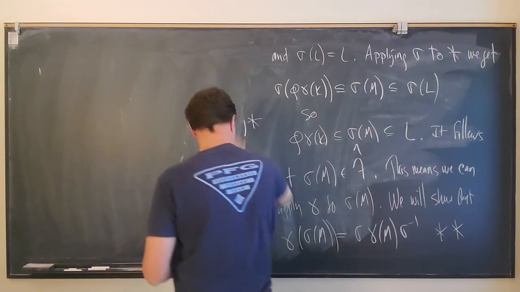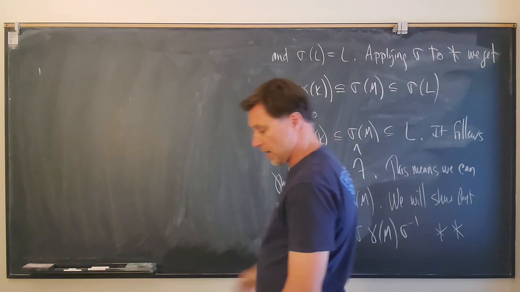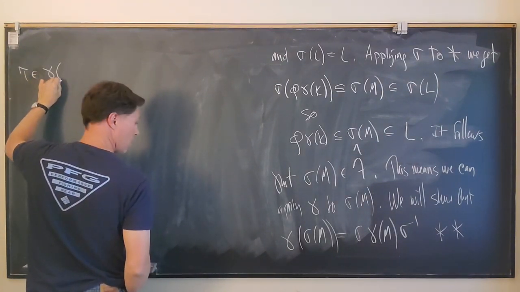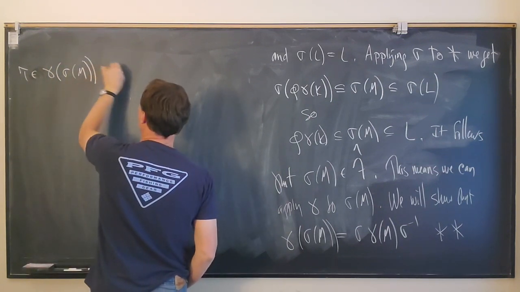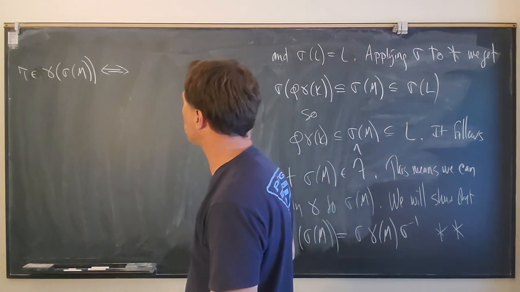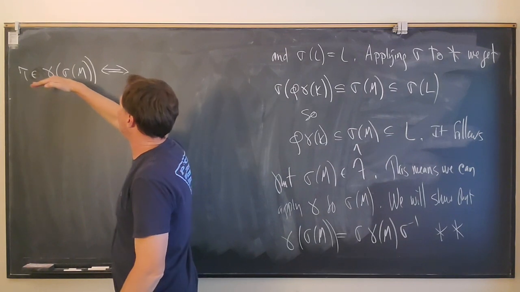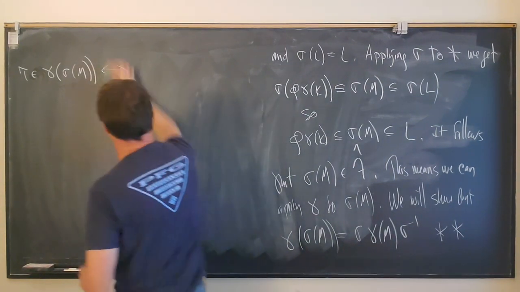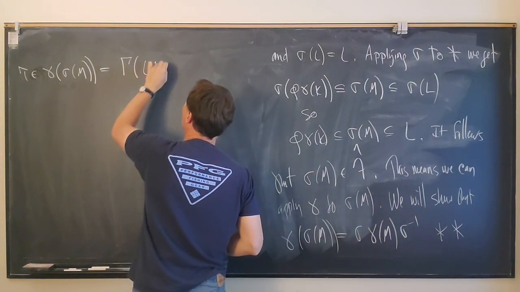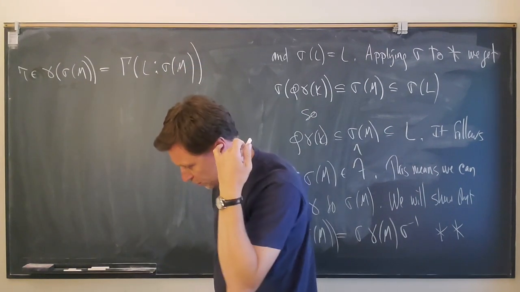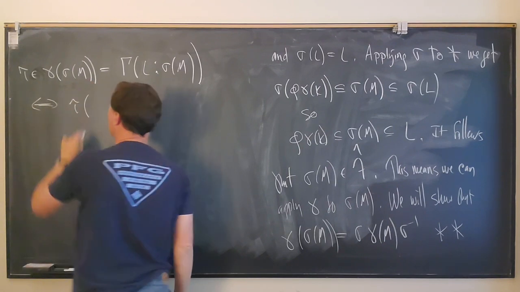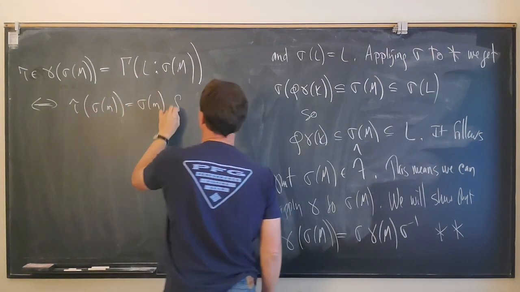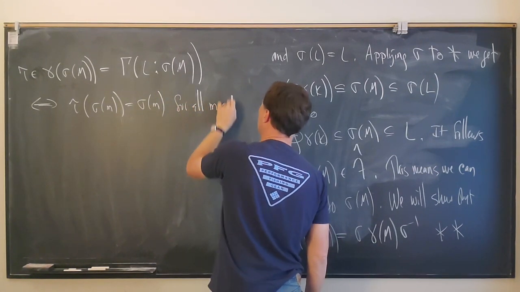Right, I want to show equality of these two sets right here, and so go like this. Tau is an element of the left-hand side if and only if, okay, so what does that mean? This is the group of automorphisms of L that fix everybody in sigma of M. Let's write this out: this is gamma of L over sigma of M. And that's true if and only if tau of sigma of little m equals sigma of little m for all little m in capital M.